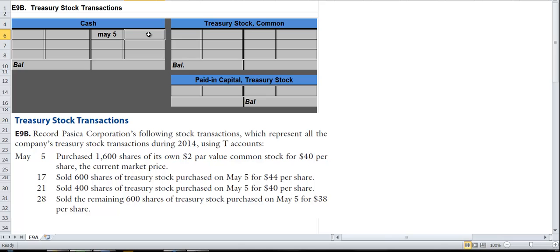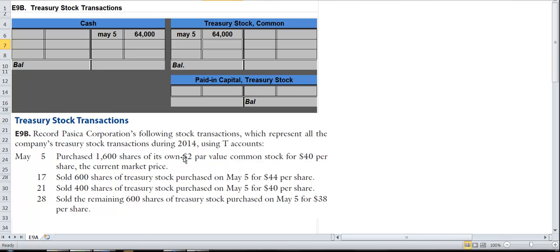On May 5th, we purchased 1,600 shares, and we purchased them in the amount of $40 a share. So 1,600 shares times $40 is $64,000. So that's the amount of cash that we're spending to buy our treasury stock. And then also our treasury stock, the $40 is our cost. So everything that affects treasury stock from this point on is going to be in the amount of $40. So I spent $64,000, and then on May 5th I also have $64,000 worth of treasury stock. Okay, so $40 is our cost, and we purchased 1,600 shares.